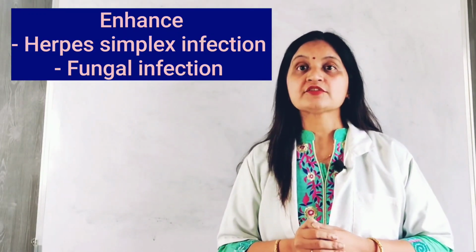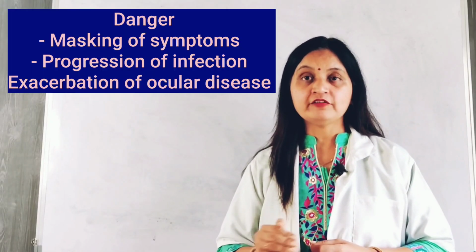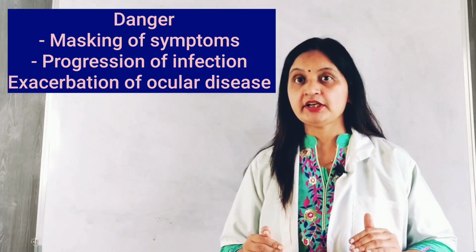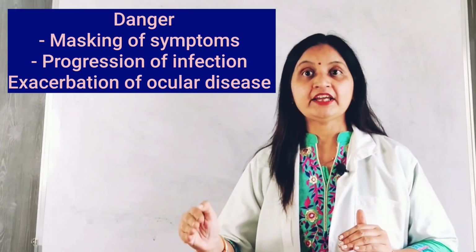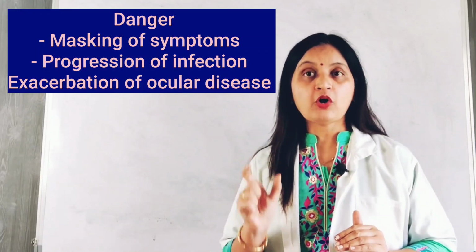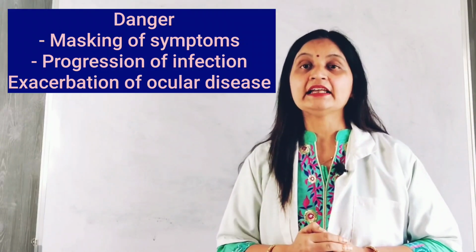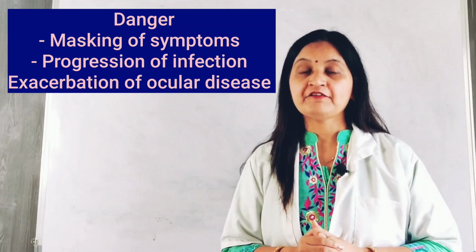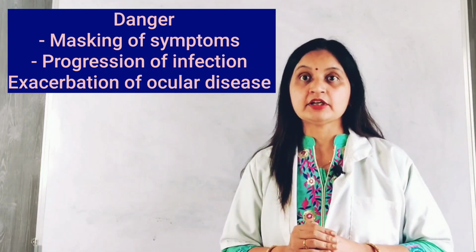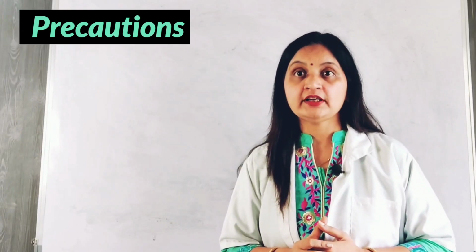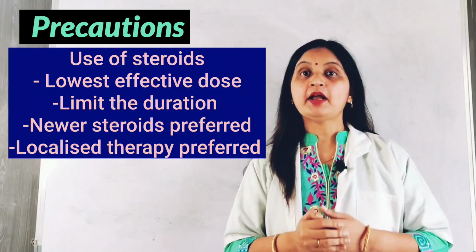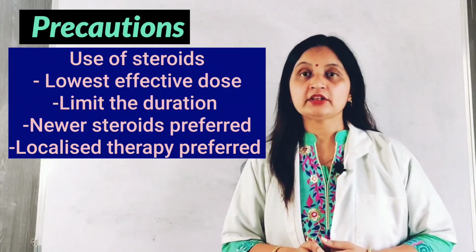Also, one of the complications of steroids is that it masks the symptoms while causing progression of the infective agent. So while it reduces the symptoms by decreasing the inflammation, the progression of the infective agent continues. So the underlying cause needs to be treated, otherwise it can lead to worsening of the ocular disease by causing progression of the infection and reducing the signs and symptoms, and this can lead to loss of vision because of the progression of the eye disease. So steroids have multiple benefits, but they should be used with caution.